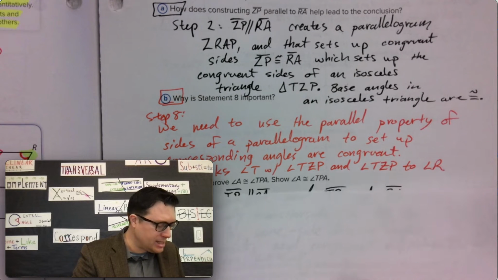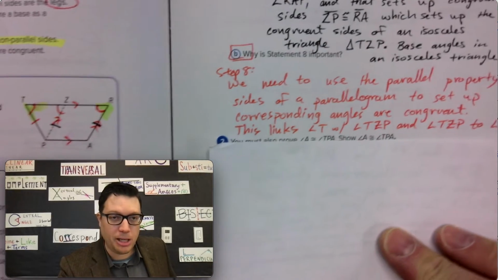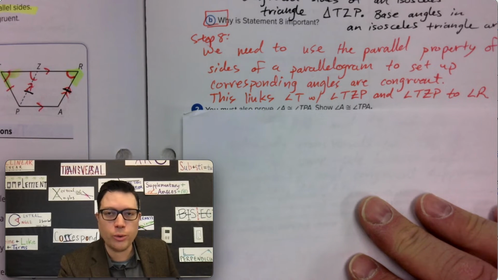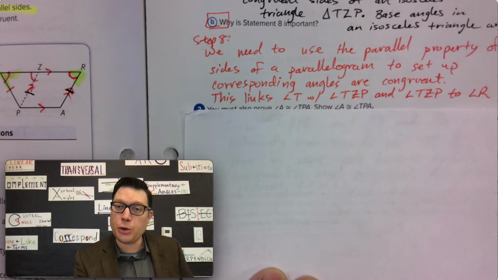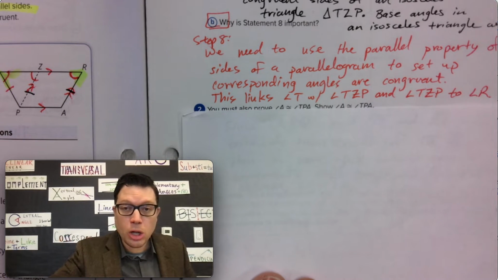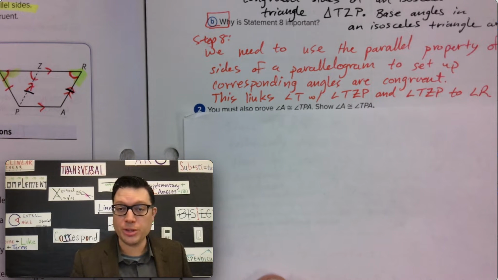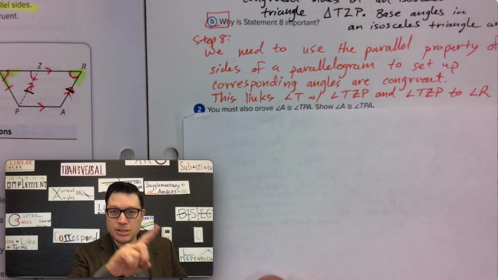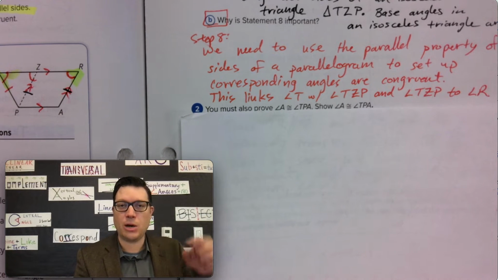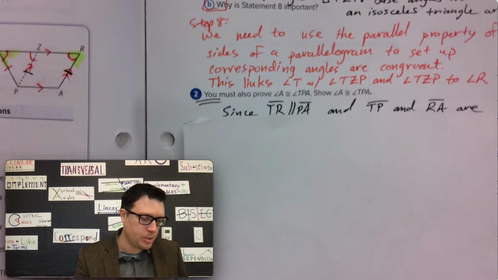Statement 8 says that we have to use the corresponding angles theorem. We're saying that angle TZP and angle R are congruent, and we're using the fact that a parallelogram has parallel sides. When you have parallel sides cut by a transversal, then you are identifying corresponding angles that are congruent. So we're going to link together angle T to TZP, TZP to angle R, and along the way that tells us that all three angles are actually equal. They are the base angles.